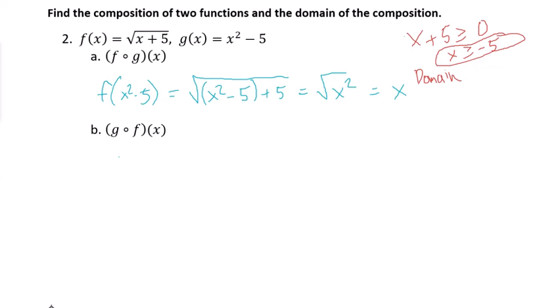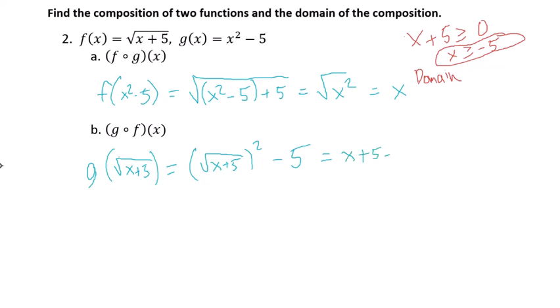All right, let's go ahead and look at the next example. So here we're going to start with g of f of x, where f of x is the square root of x plus 5. Plug that in to our x squared minus 5. Squaring a square root cancels out, so you get x plus 5 minus 5, which is just x.